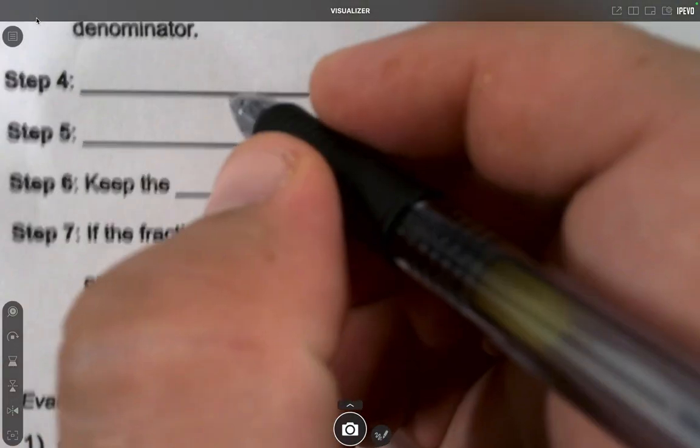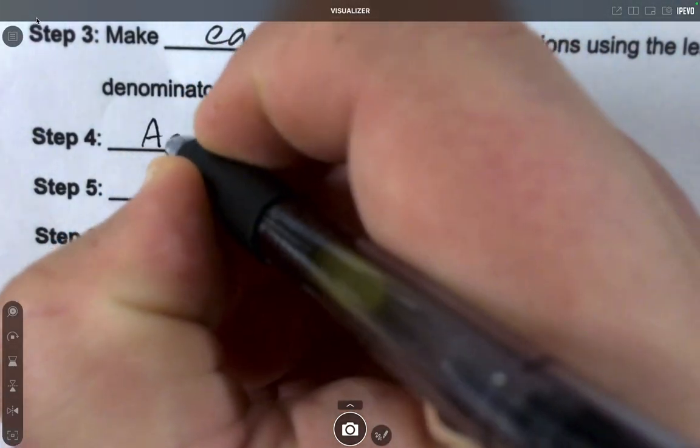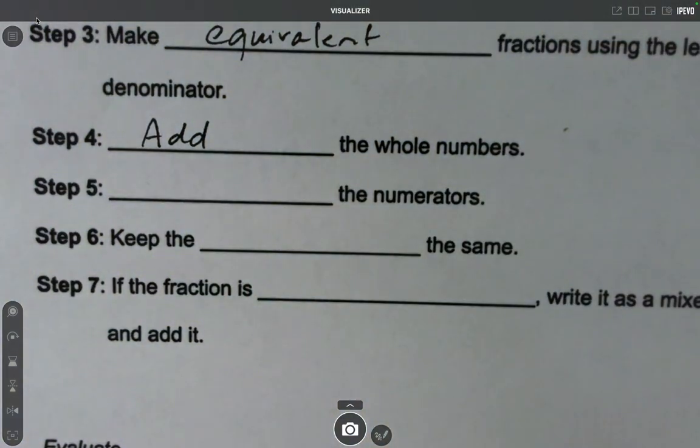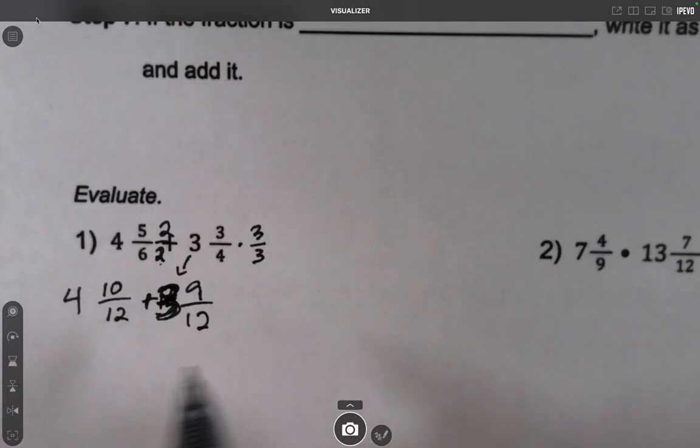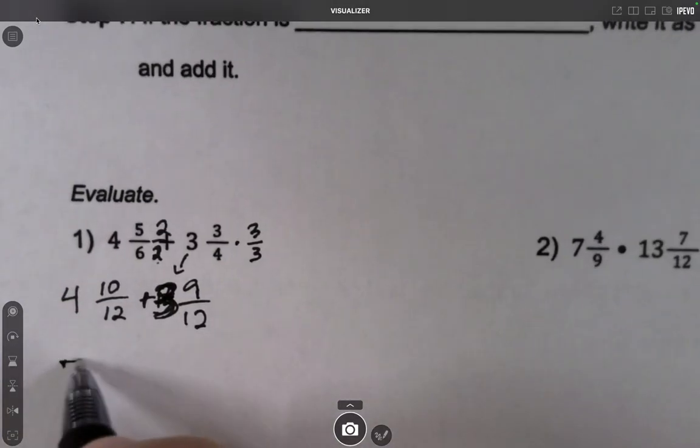Next, step 4 is to add the whole numbers. So let's go down and do that. So they're just saying do 4 plus 3. Well, that's 7.